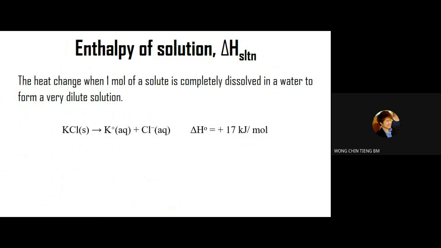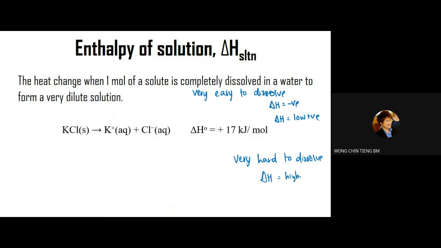But if it's hard to happen, like making you study chemistry, it's forever positive. You always need energy. So it depends on what we want to do. If it's easy to dissolve, extremely easy to dissolve, it might be delta H negative or a low positive delta H. But if it is very, very hard to dissolve, then the delta H will be extremely high positive. You need a lot of energy to force it to happen.